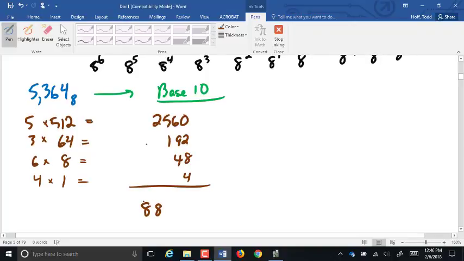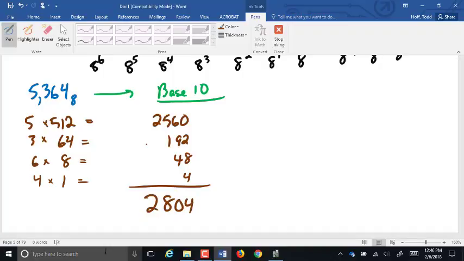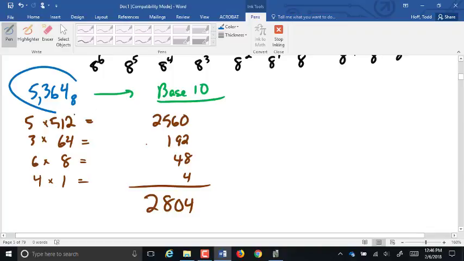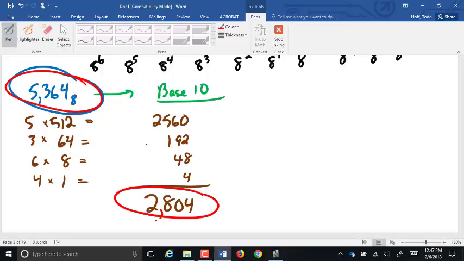2804? Is that what that adds up to? So the octal number 5364 is equivalent to our decimal number, base 10 number, 2,804. Does that make sense?